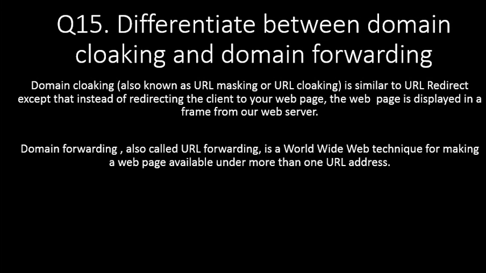Question number 15. Differentiate between domain cloaking and domain forwarding. Domain cloaking, also known as URL masking or URL cloaking, is similar to a URL redirect, except that instead of redirecting the client to your web page, the web page is displayed in a frame from our web server. Domain forwarding, also called URL forwarding, is a worldwide web technique for making a web page available under more than one URL address.